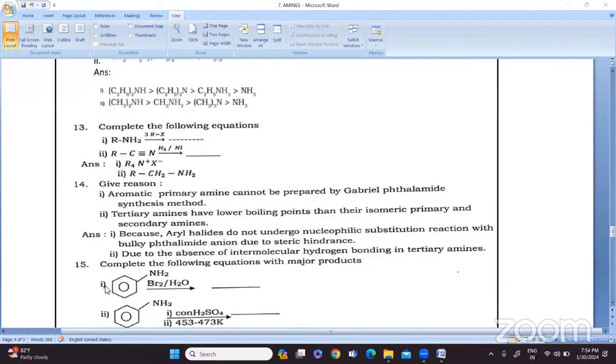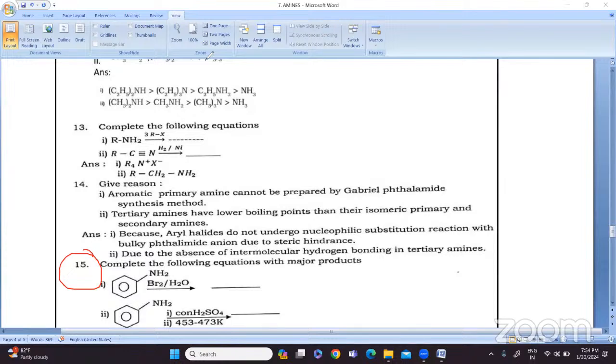Okay. Here you can see the 15th one. Complete the following equation with major products. Again, we'll solve this. Aniline, when it is reacted with bromine water. What will be the product obtained?